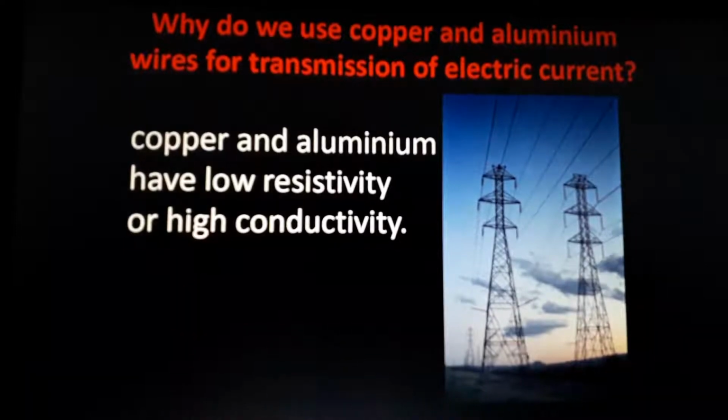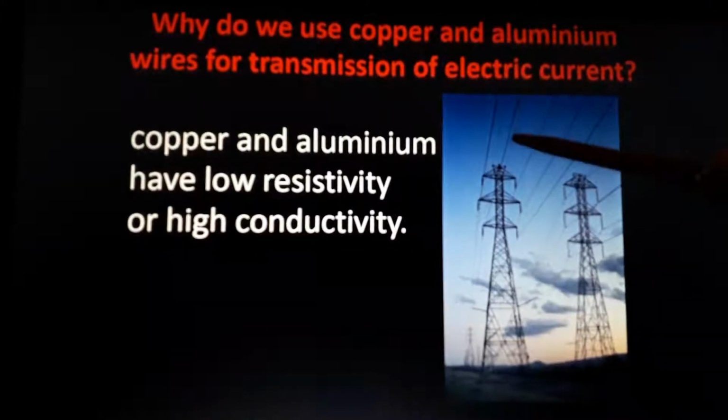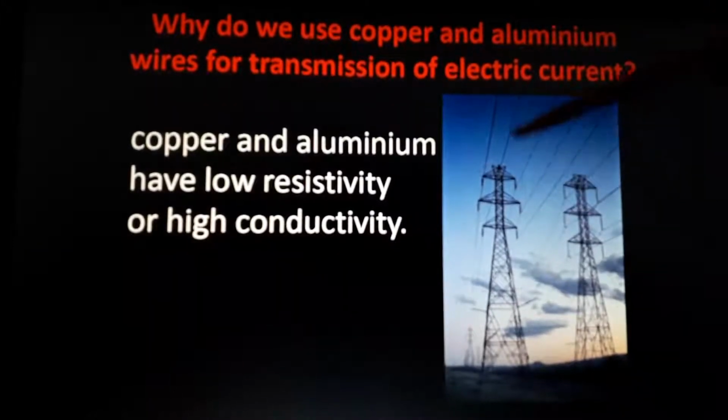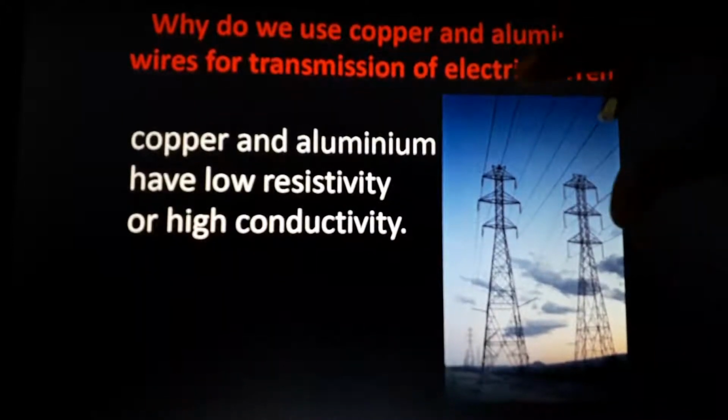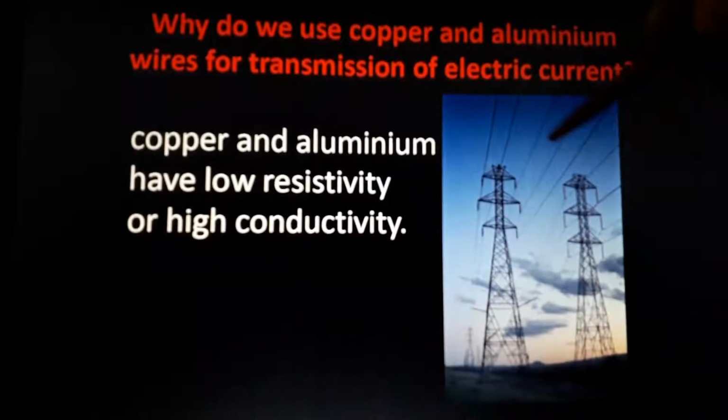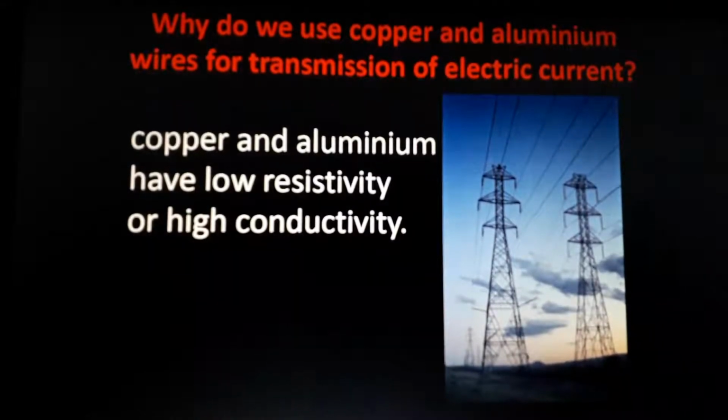So what will happen? Actually, these transmission lines will have 2 or 3 phases. That we will study in the next chapter, not here. 3 or 4 lines are there. Each line has 230 volt, 220 or 230 volt. If they intersect with each other, if they touch each other, what will happen? High voltage will flow through that particular line, isn't it?